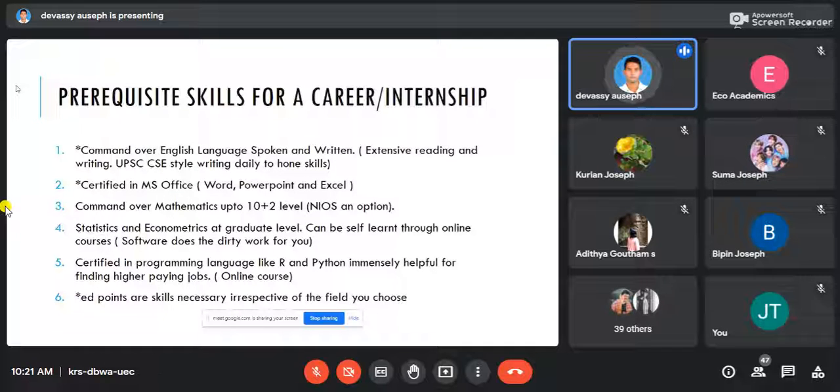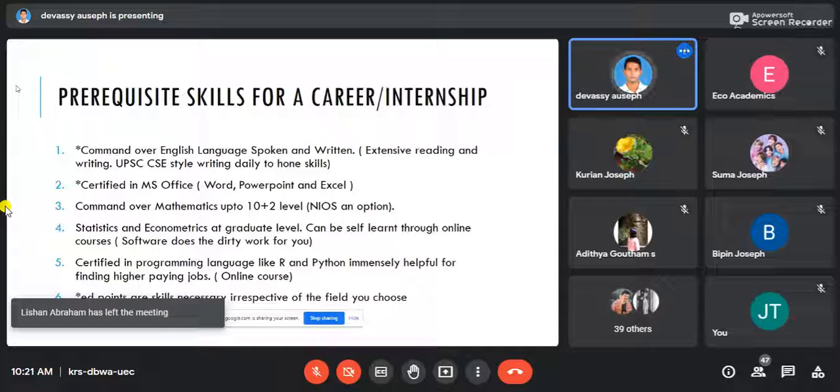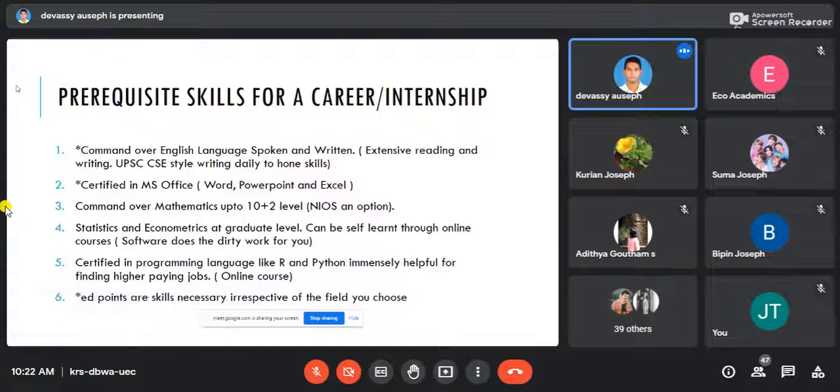So again, you can self-learn it through online courses in Coursera, and you don't have to be good at mathematics or statistics or econometrics. The software like SPSS, R, Stata does the dirty work for you. You just have to input the data values, and you get the model out. Now, the emerging field is programming languages like R and Python. It is immensely helpful for finding higher paying jobs. This is going to be the next playing field. If you get yourself certified in Python and R, it will be immensely helpful in your career. Trust me on this. It is the next thing that is going to happen.